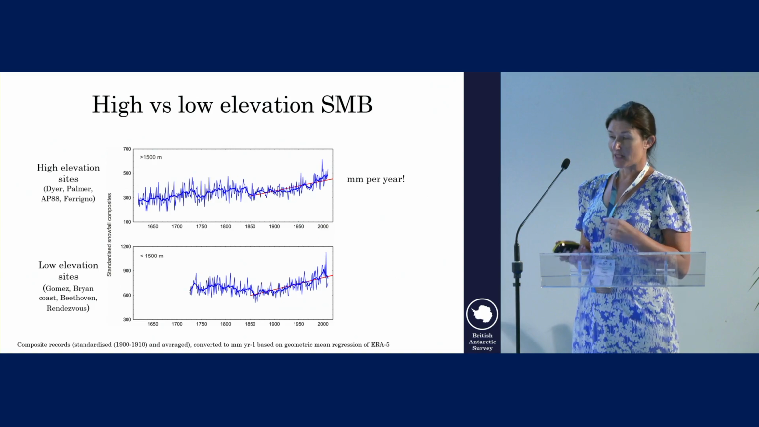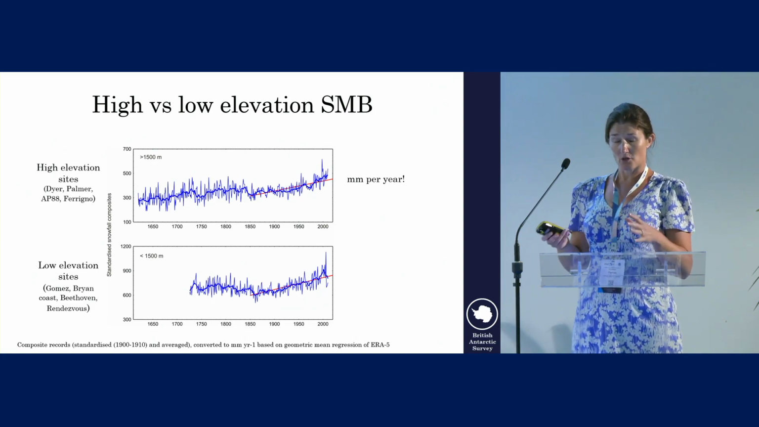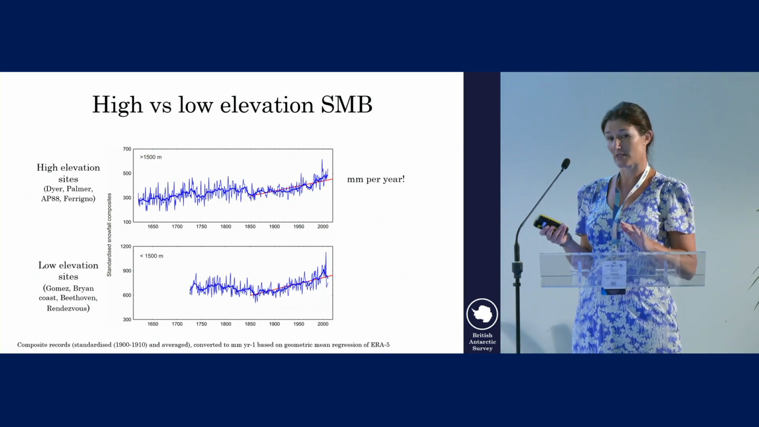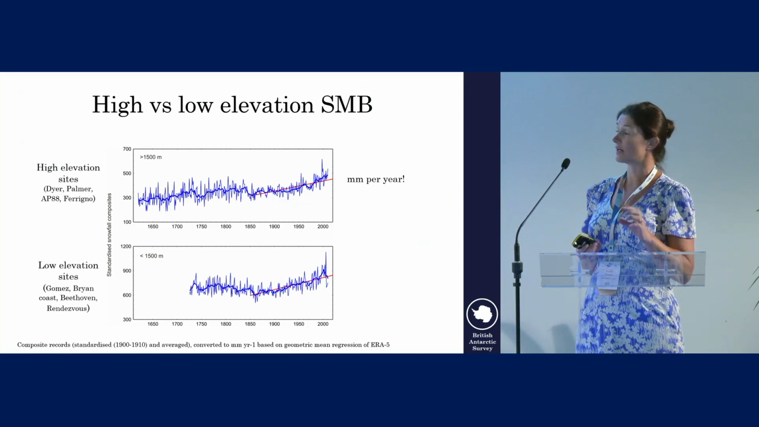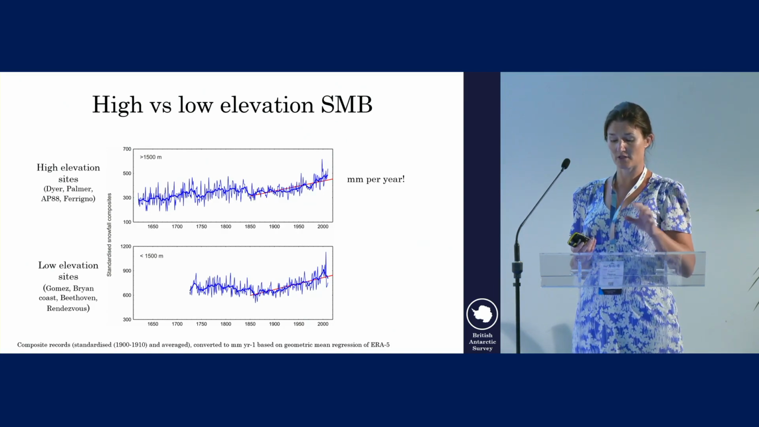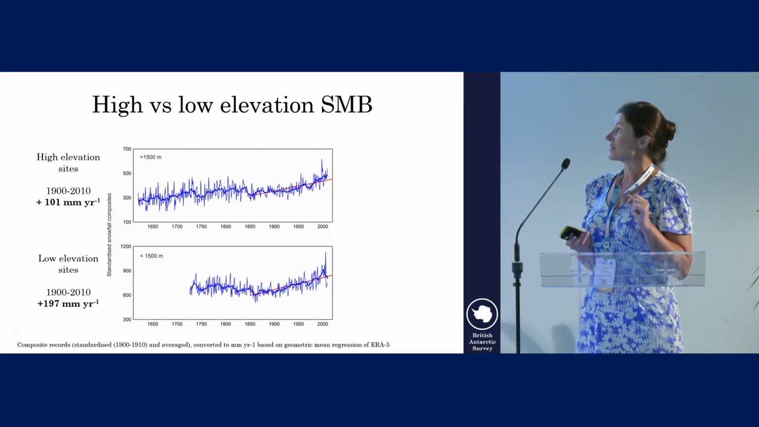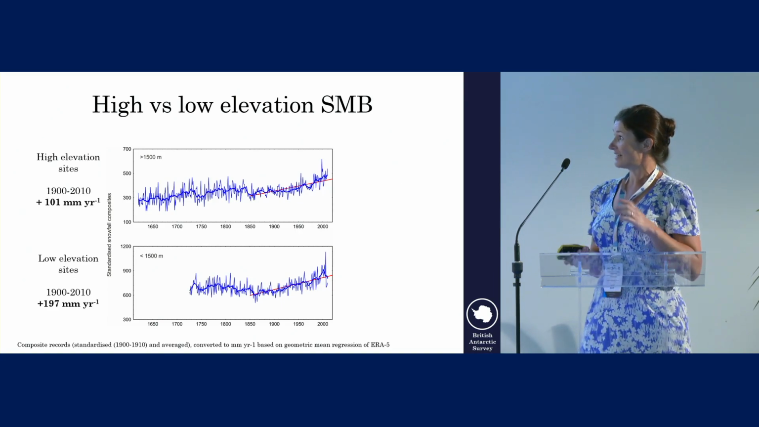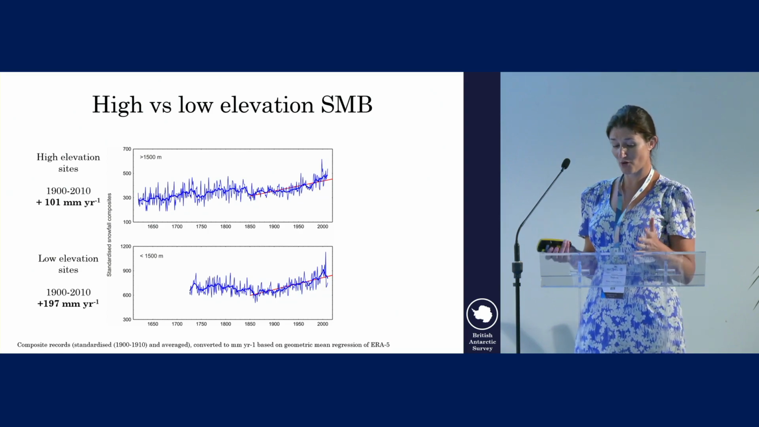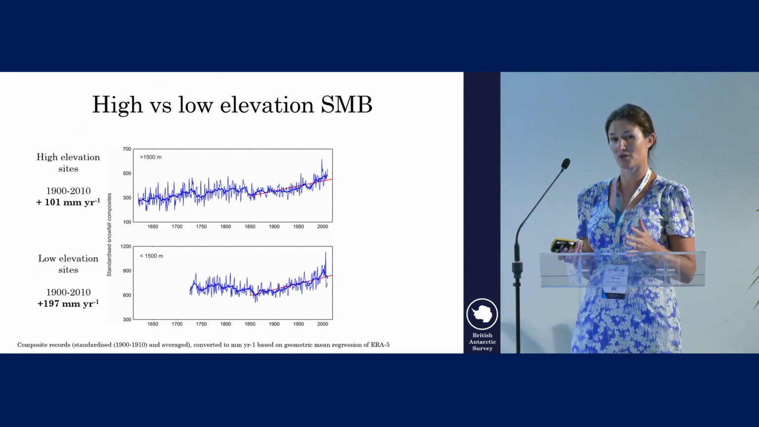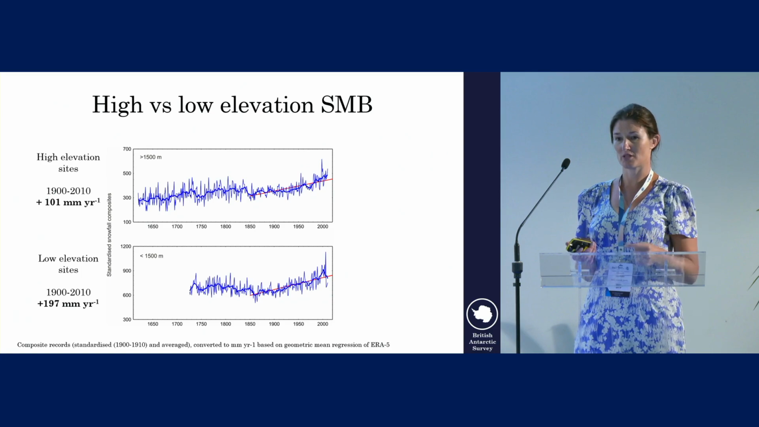Now what I want to do is, rather than just looking at composites per region, separate this out by elevation. On the top, I'm showing the high elevation sites, all the ones above 1,500 meters, and the sites from below 1,500 meters at the bottom. We're still showing the same kind of trends, so they're both showing that there's been this increase, but the amount of snowfall at the two sets of sites is quite different.